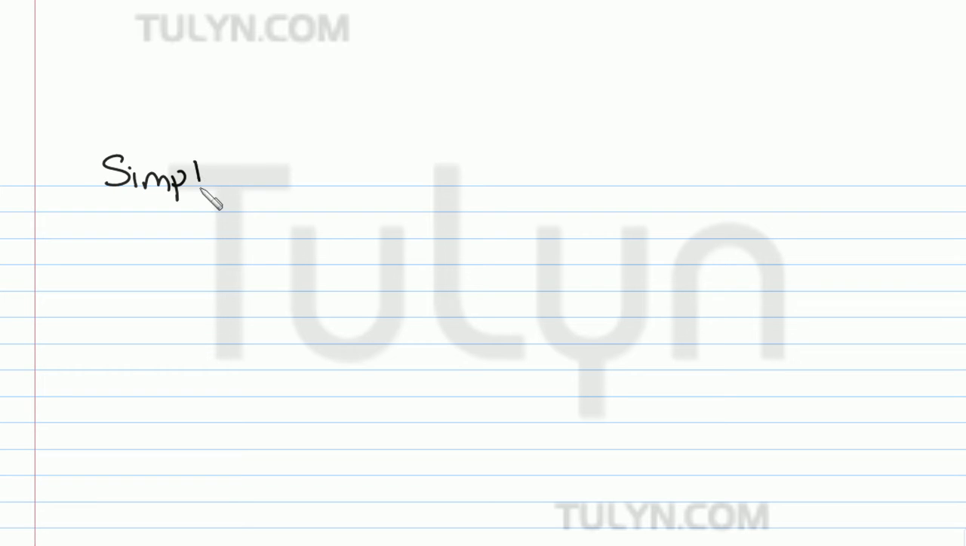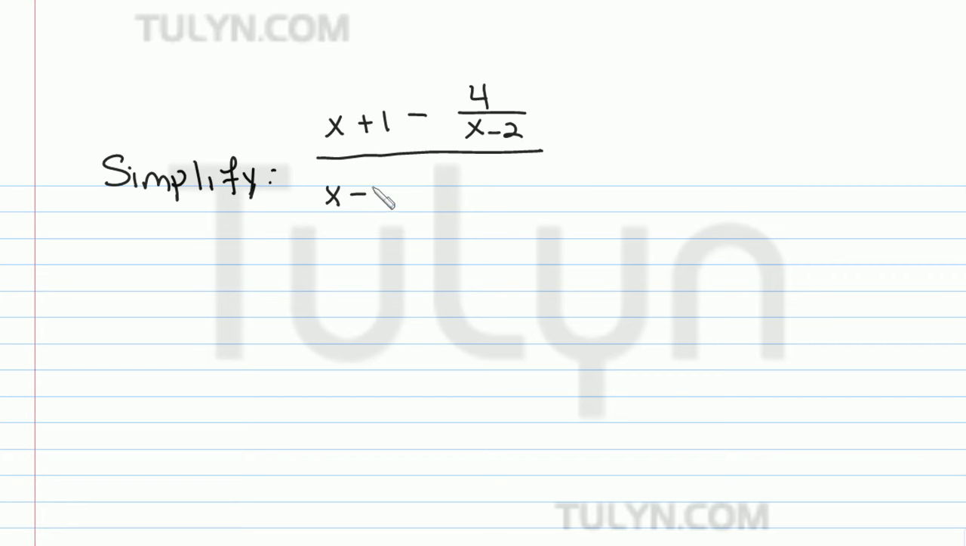Simplify the following complex fraction. So in the numerator we have x plus 1 minus 4 over x minus 2, all over x minus 4 minus 24 over x minus 2.